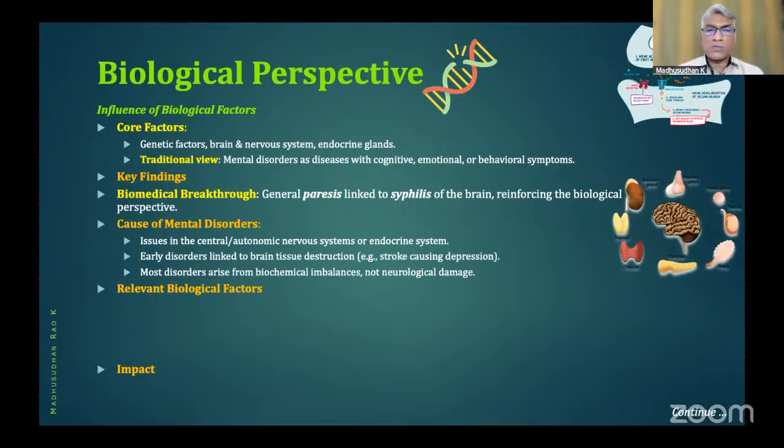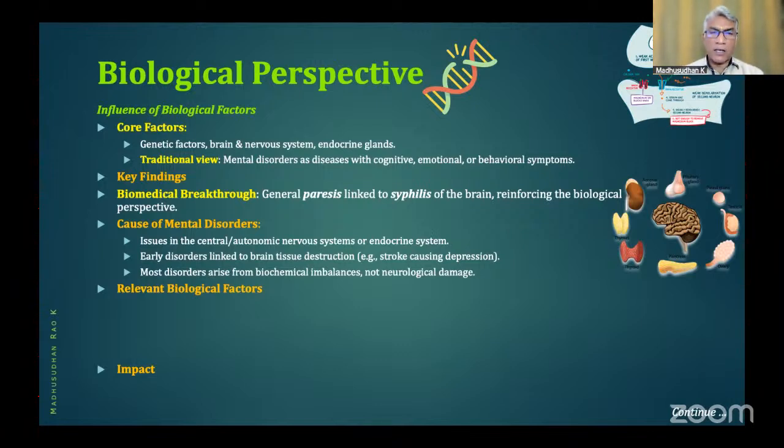It also causes mental disorder issues in the central autonomic nervous system or endocrine system. The endocrine system is where a lot of hormones are released. They communicate with the entire body, they are the messengers. So malfunction, hypo or hyper release of any of these glands, will lead to maladaptive behavior or maladjustment to situations. An issue in the central or autonomic nervous system can lead to these things. Early disorders were linked to brain tissue destruction. When an individual gets a brain stroke or something like that, tissue damage occurs, and due to this depression can occur.